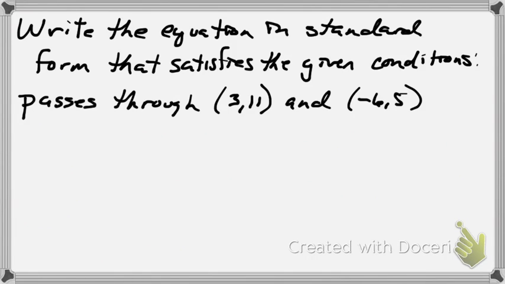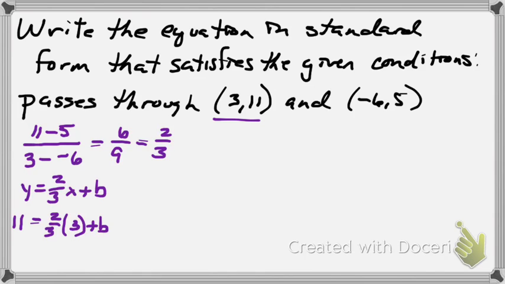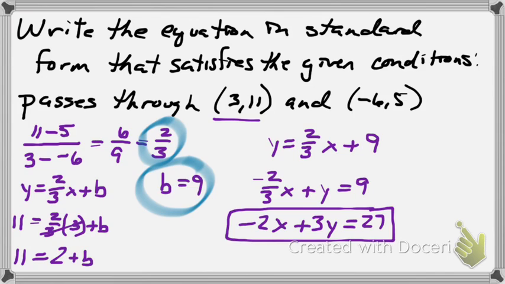Okay, last one we're going to do today. I'm going to say that our slope is 2/3 using y minus y over x minus x. I'll use 3, 11 for my point. 2/3 times 3 is 2. And that means that b is 9. So my slope is 2/3. My b is 9. Negative 2x plus 3y equals 27.